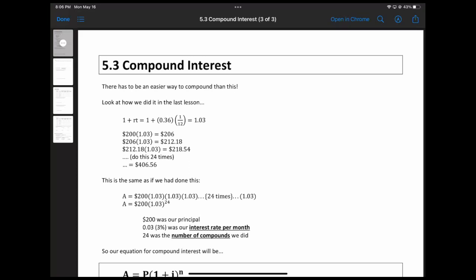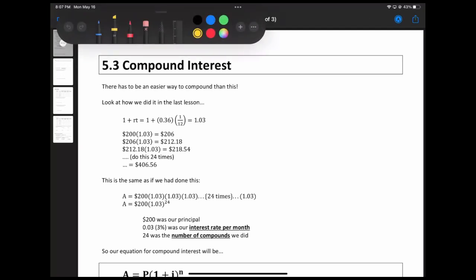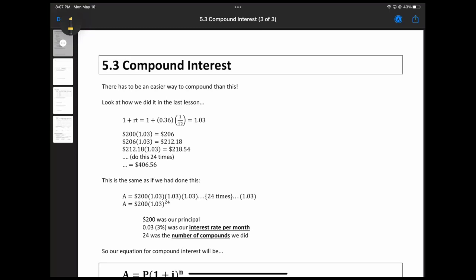All right, today we're going to take a look at our last lesson on interest, which is compound interest. Yesterday we basically built up to compound interest. It's just we used simple interest equations to do it, and we found out that it was long and tedious. So what we're going to do today is make an observation by taking a look at yesterday's practice problem.